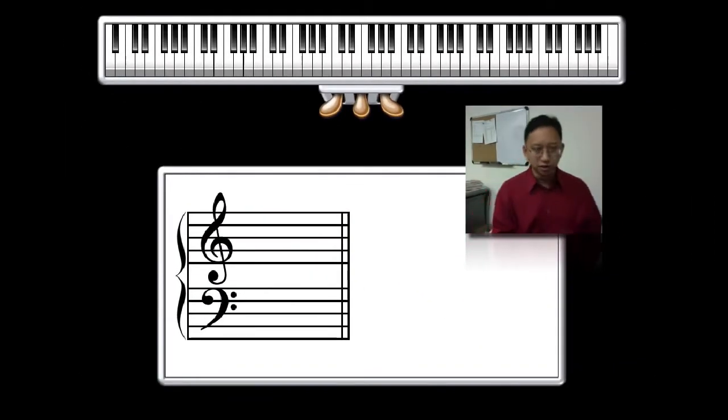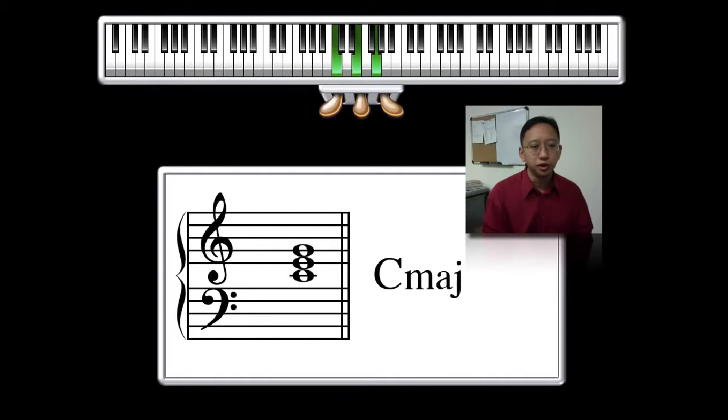So let me take one of the most basic chords. This is a C major chord, spelled C-E-G. It's in root position because it has the root, the third, and the fifth, C-E-G, lined up right in a row: line, line, line, or space, space, space if you're doing it in the left hand.